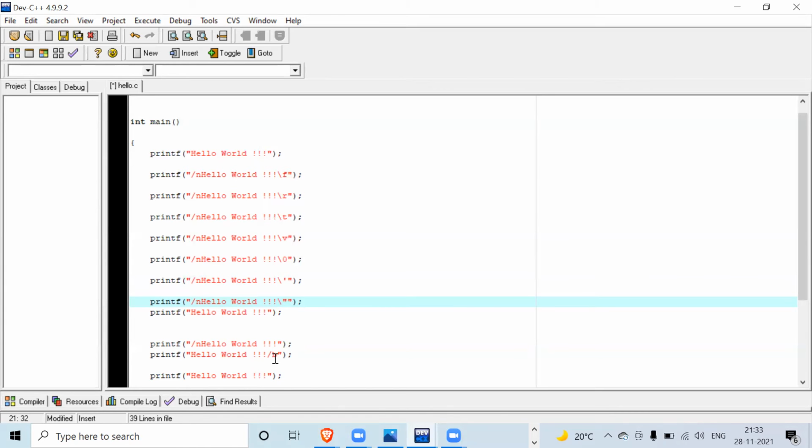Okay. \p needs a backslash. This \n also needs a backslash.